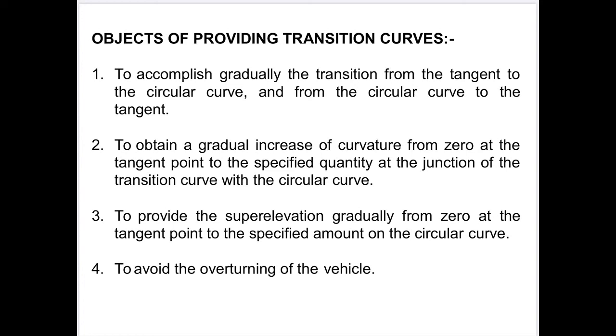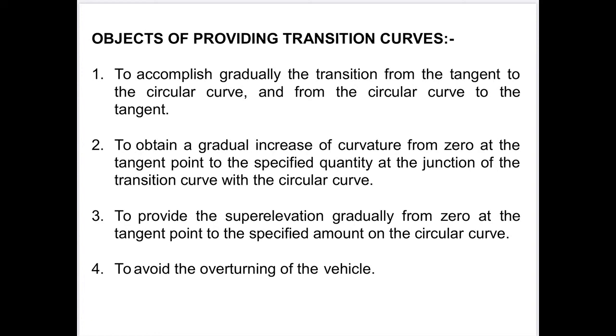To obtain a gradual increase of curvature from 0 at the tangent point to the specified curvature at the junction of the transition curve with the circular curve. So to get the gradual increase and decrease in the curvature, we have to provide a transition curve. To provide the super elevation gradually from 0 at the tangent point to the specified amount on the circular curve. So in providing super elevation also, we have to use a transition curve. And then to avoid the overturning of the vehicles, we use a transition curve.